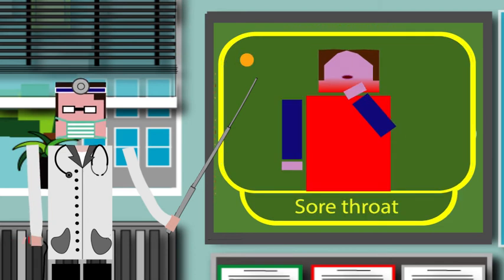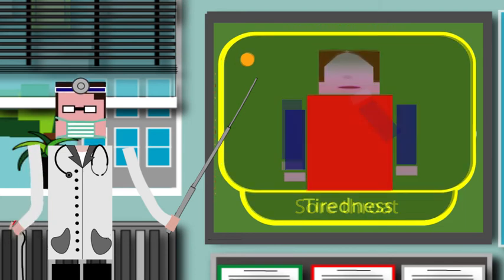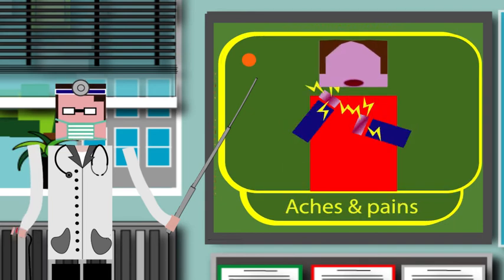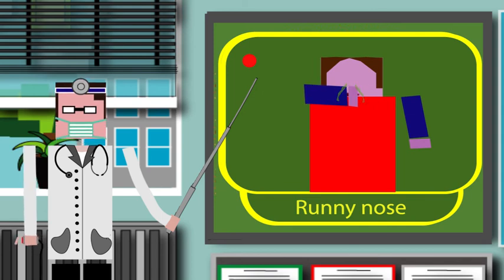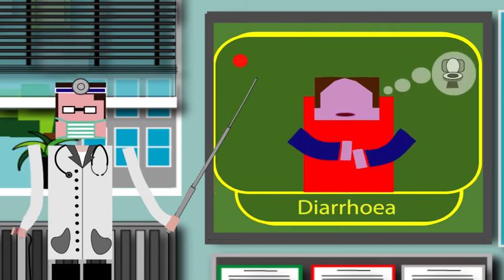Catching one of these viruses, the common symptoms are fever, shortness of breath and dry cough. The occasional symptoms are sore throat, tiredness, and aches and pains. And last, the rare symptoms are runny nose and diarrhea.